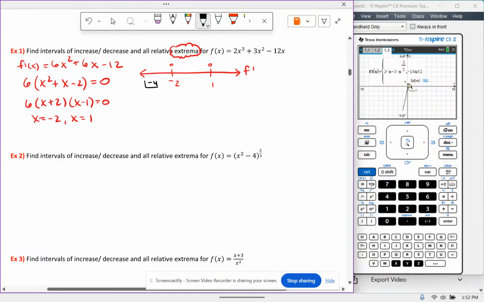I'm going to do -4 here. I'm going to do 0 here. I'm going to do 2 here. And yeah, go ahead. Let's find these values here.